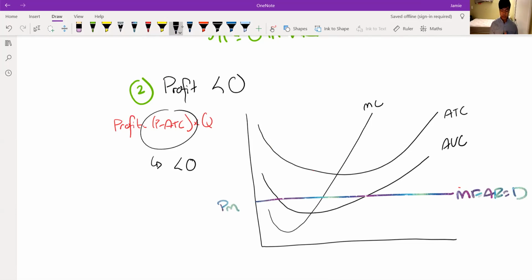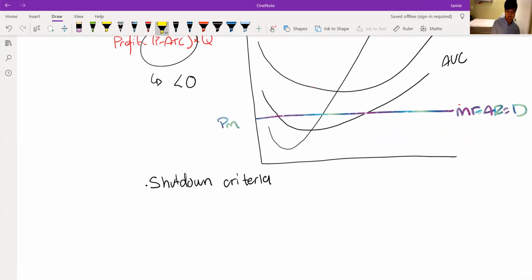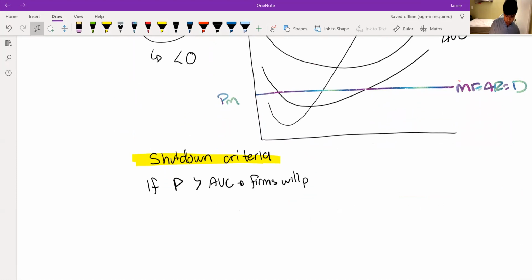So what's going to happen here? It's called the shutdown criteria. So shutdown criteria depends. I'll go straight into it. If the price is greater than the average variable cost, firms will produce in the long run.